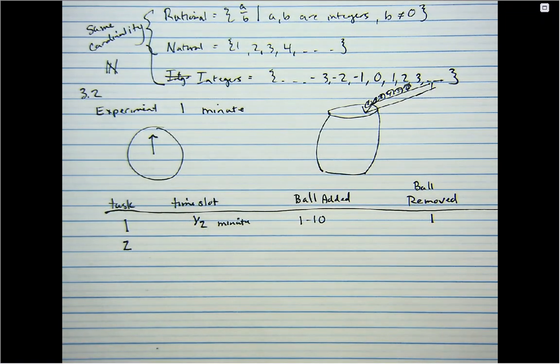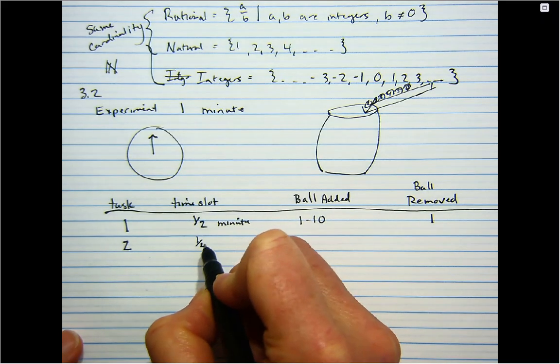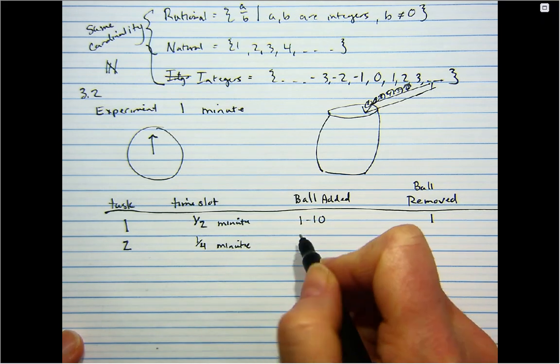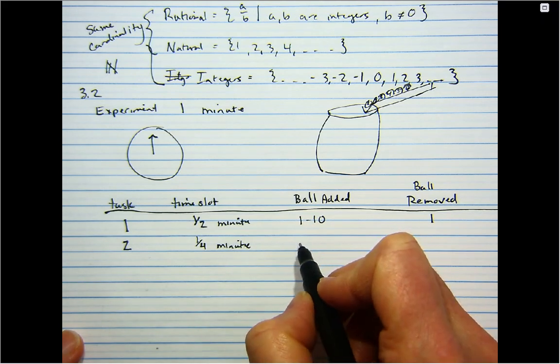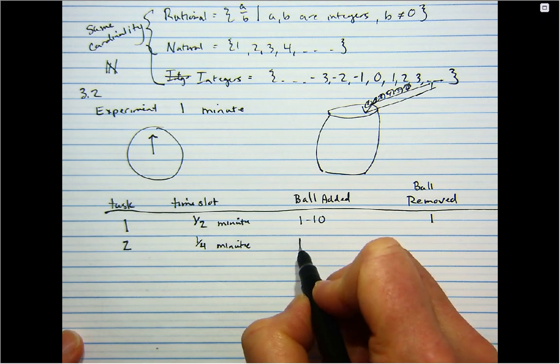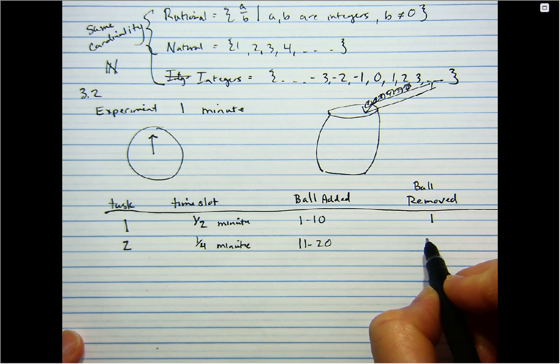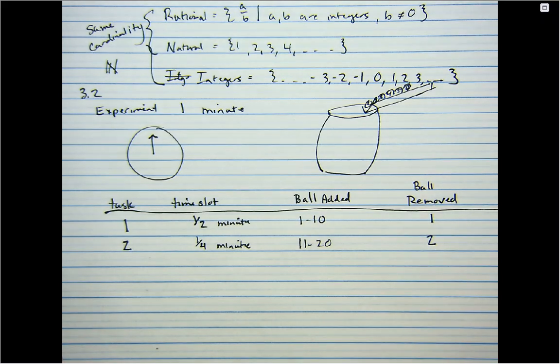Then we go on to the second task. Each task has half of the time remaining left. So there's half a minute left, and half of that is a fourth. So there's a fourth of a minute, and during that fourth of a minute in the second task, we'll add balls labeled 11 through 20. And then we'll reach in and take out ball number 2. So every task, we pour 10 balls in, take a ball out.